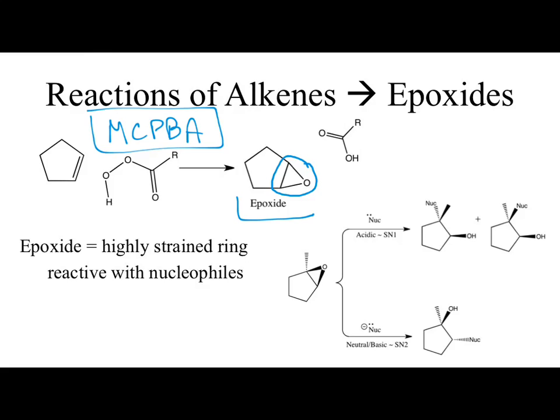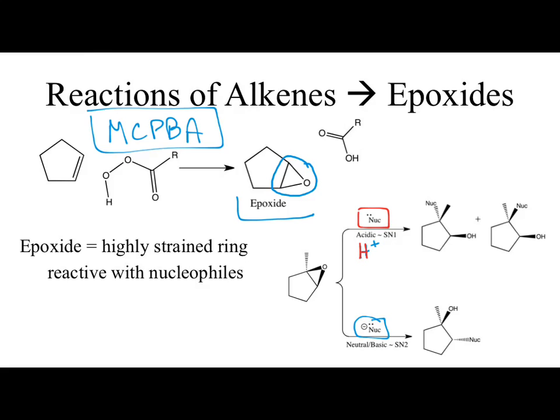The epoxide is a very highly strained ring, so it's very reactive with nucleophiles, and we can react those under two different conditions, either acidic conditions, so we add H+ into our reaction, or we do it under basic conditions, or ultimately neutral conditions. In those cases, really what we're looking at is a negative nucleophile as opposed to a neutral nucleophile in the case of our acidic conditions.